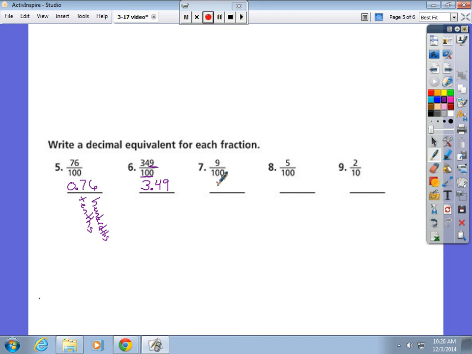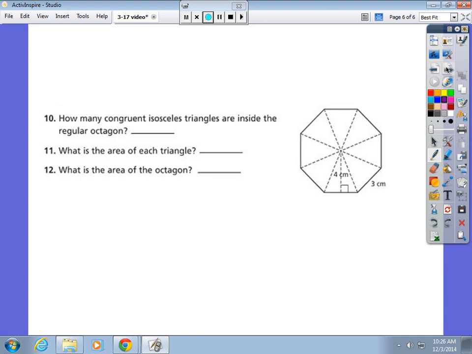Same thing with number 7. 0.9 will not work because 9 is currently in my tenths place. I need it in my hundredths place. To get my 9 in my hundredths place, I need to put in the 0 right there. I'll let you finish the other ones, moving to the bottom.